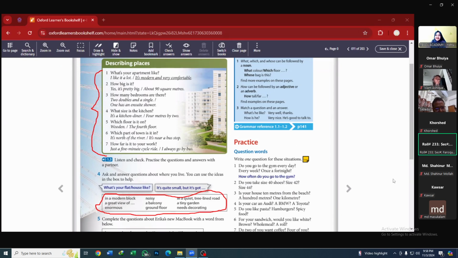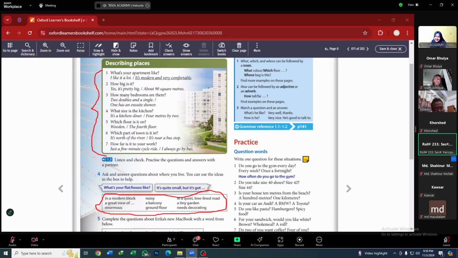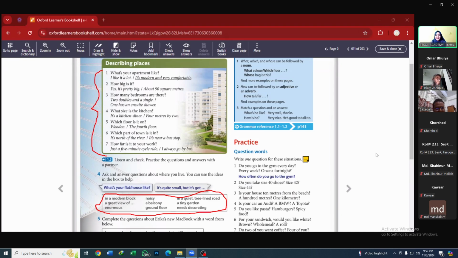Good. How far is it to your work? 10 or 15 minutes by car. Okay, so it takes 10 to 15 minutes to go by car. Very good. Thank you, Mr. Farooq and Mr. Sajidul. Great work.